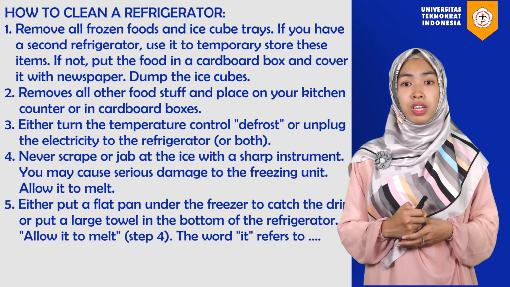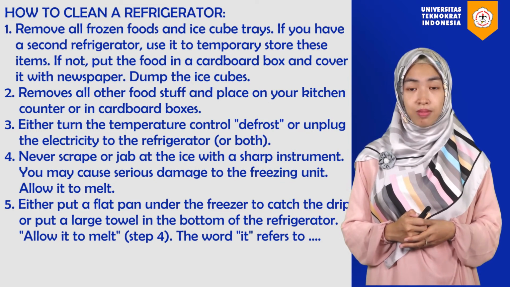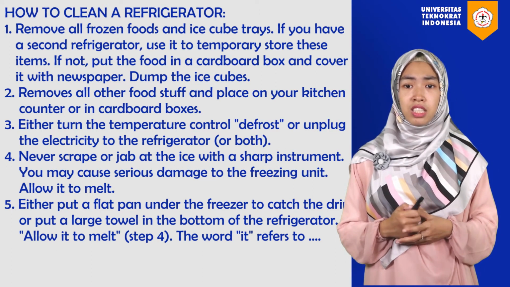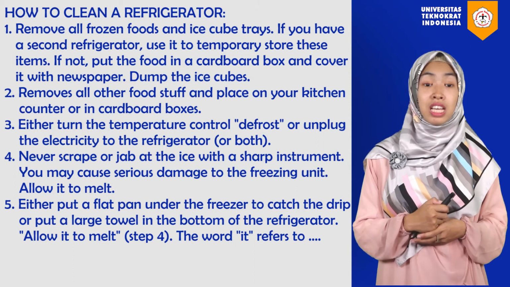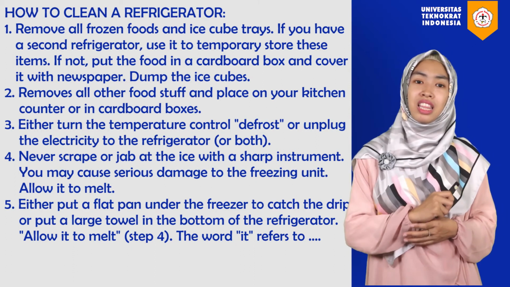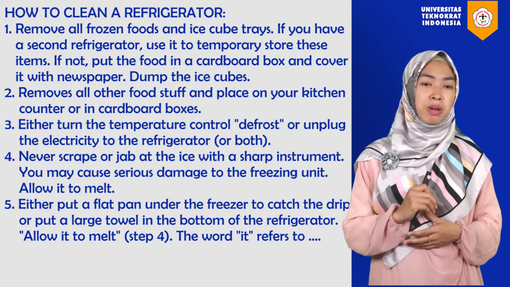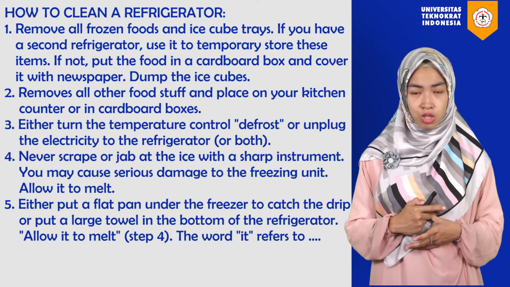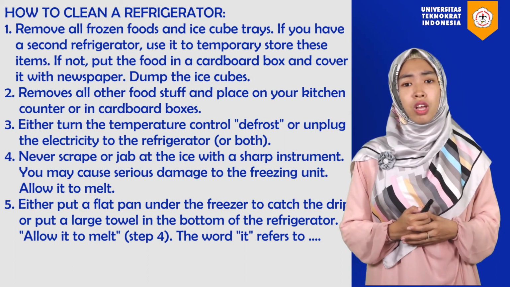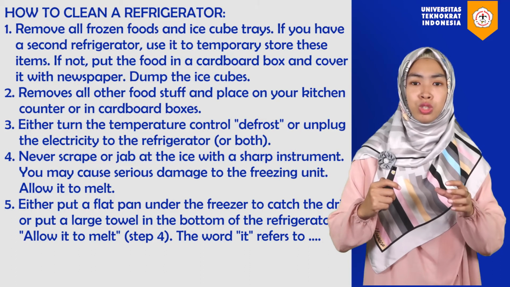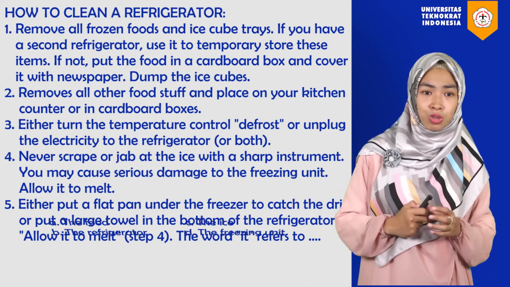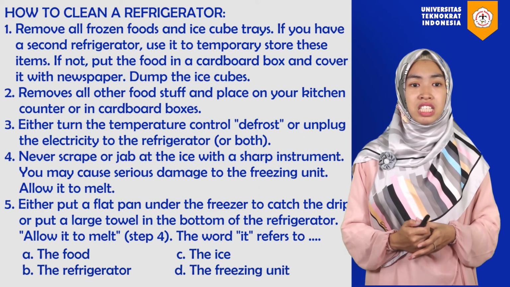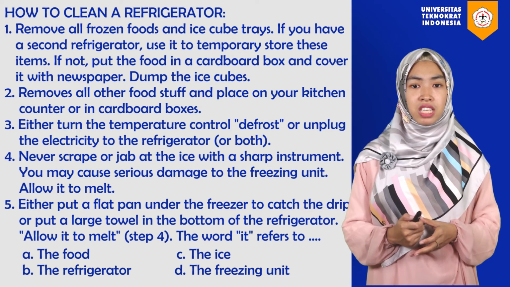And then allow it to melt. Right? So, the question, allow it to melt, the word "it" refers to, in this case, you have to read the text carefully, line by line, because it is included as an implied question. So you have to try to find out what does it refer to. So it refers to A, the food, B, the refrigerator, C, the ice, or D, the freezing unit.